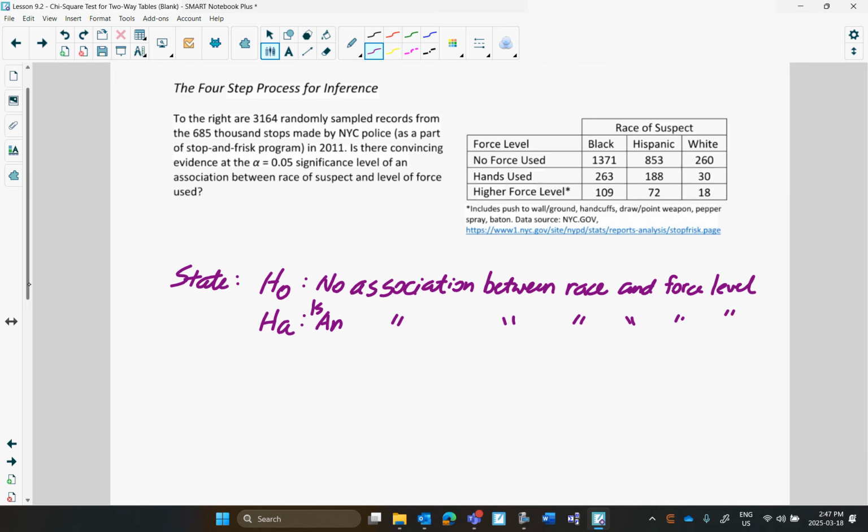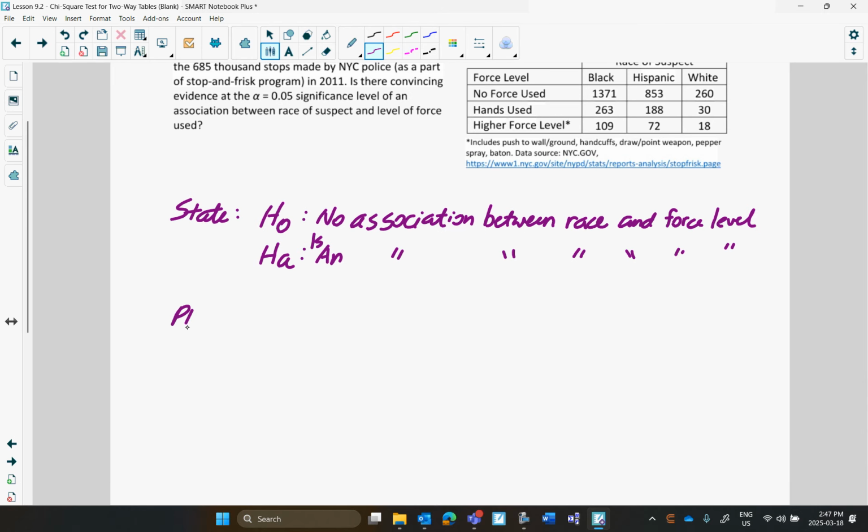So plan, conduct a chi-square test for independence. Independence just means we're dealing with 2 categorical variables. And then we've got our 3 conditions. Just remember the large counts was slightly different, right?